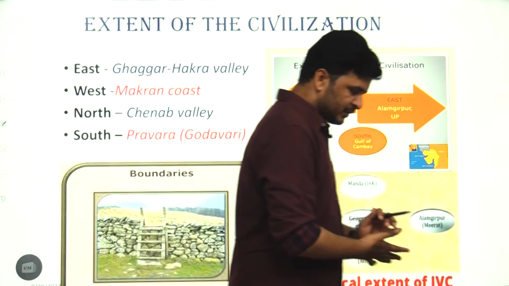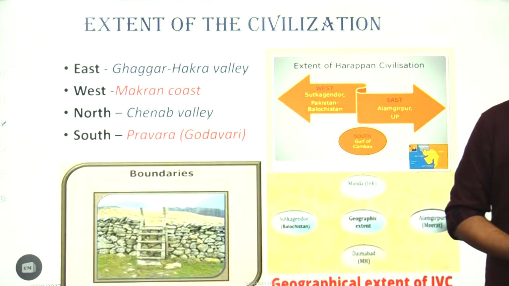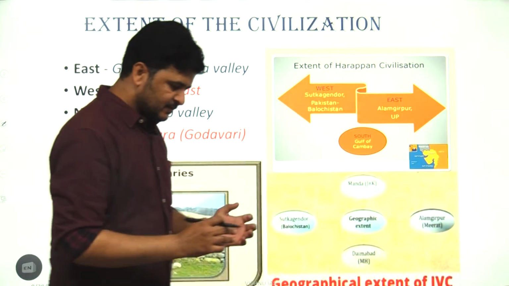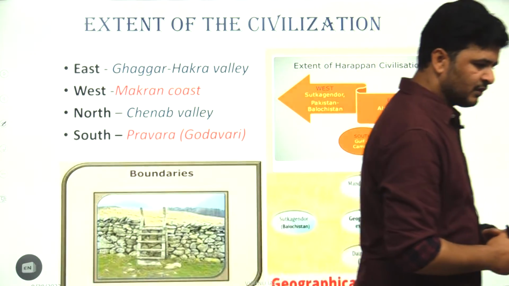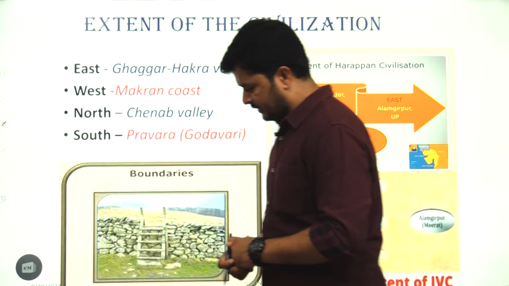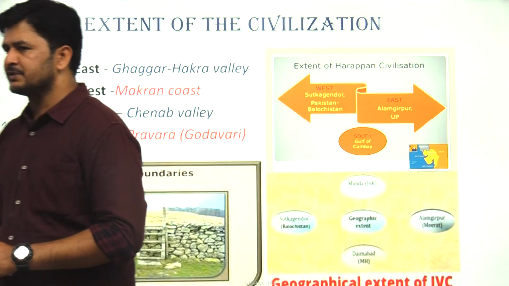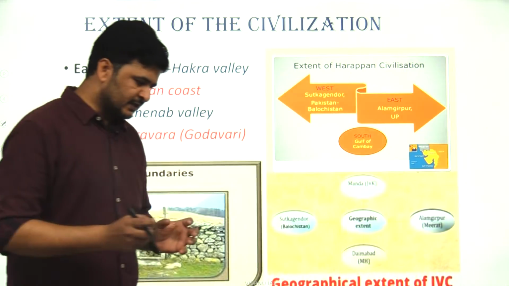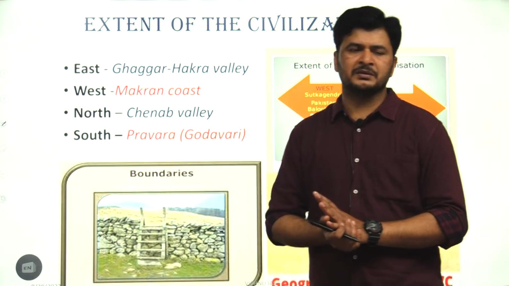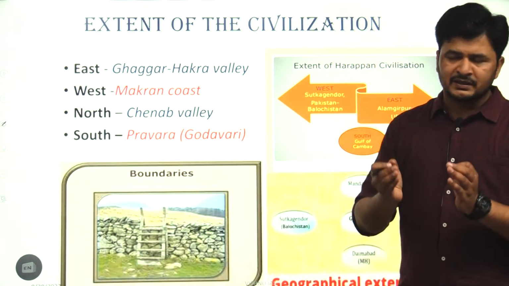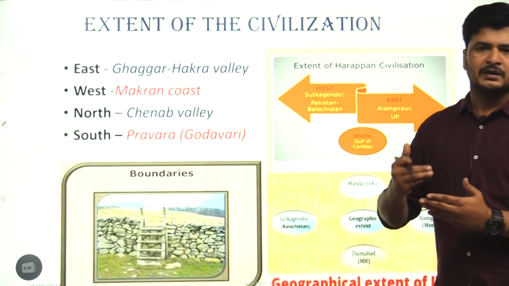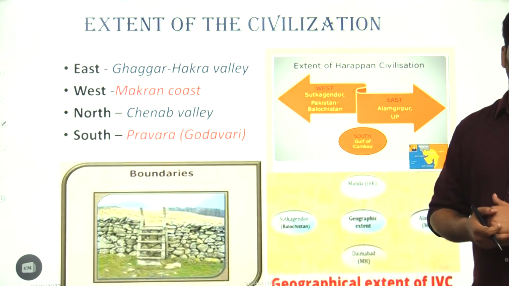Right. Another important component of the Indus Valley civilization, boundaries. As far as boundaries are concerned, otherwise called geographical extent, generally the boundaries were static. But when it comes to the Indus Valley civilization, boundaries were never static, but dynamic. The boundaries of the Indus Valley civilization were not static but dynamic.